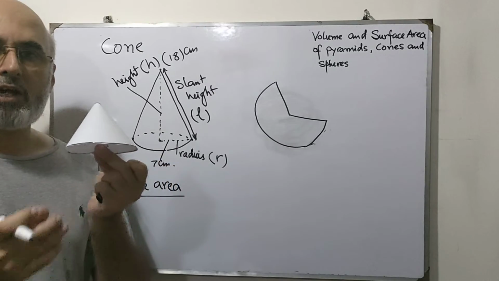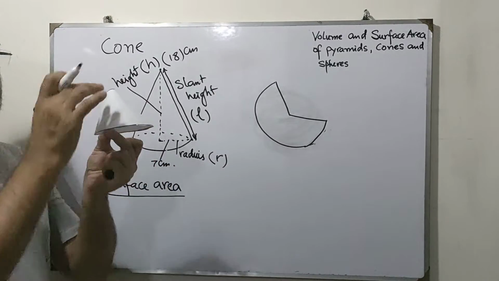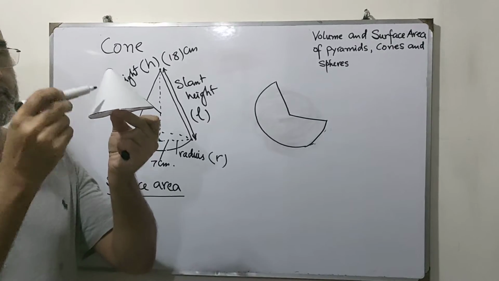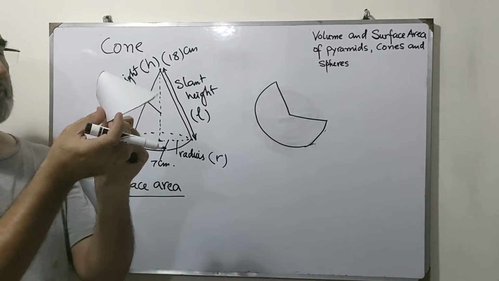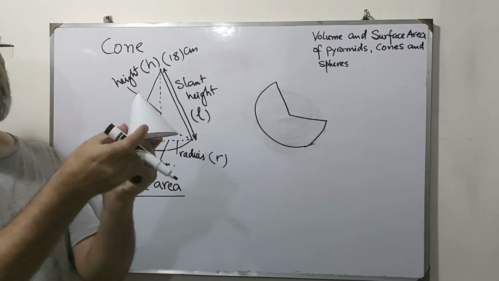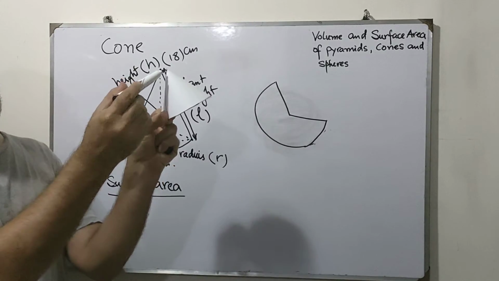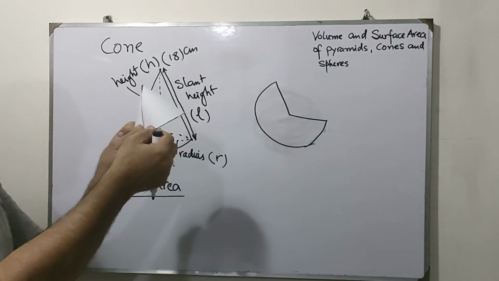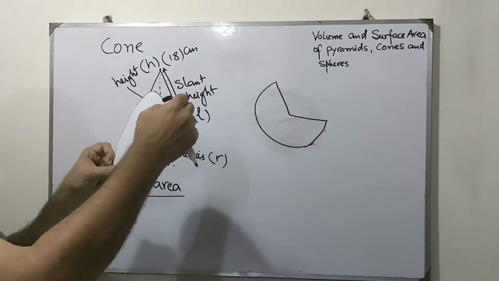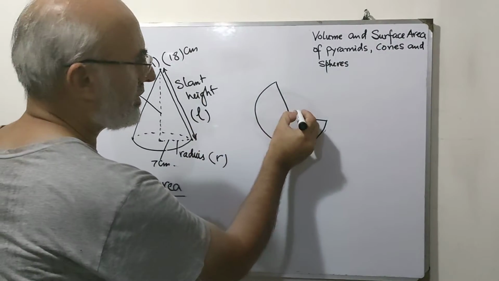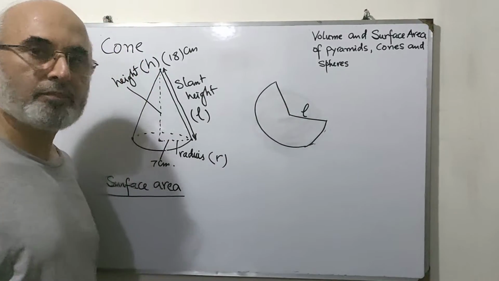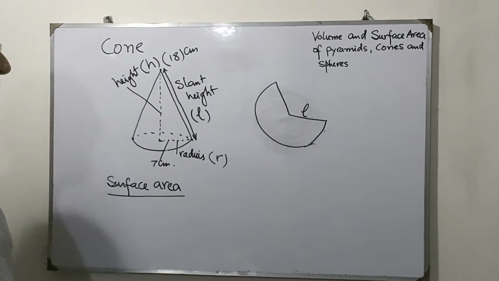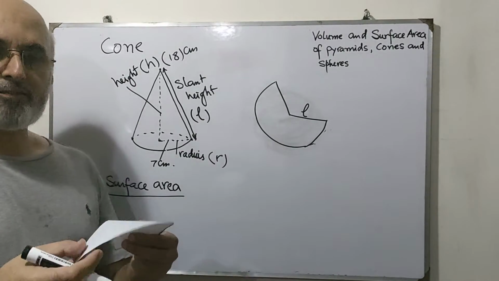Now, just remember, this area from here to here is the slant height. If I'm holding it like this, from here to here, it is the slant height. I'm going to unfold this. What is happening? So this here is L, the slant height.